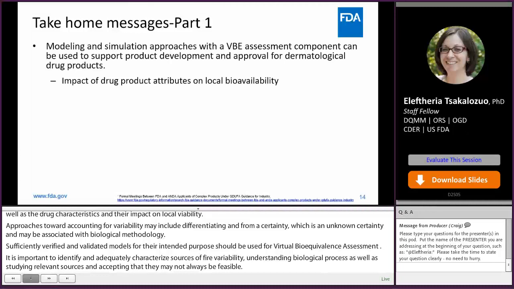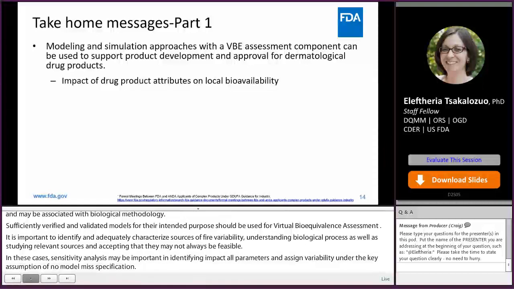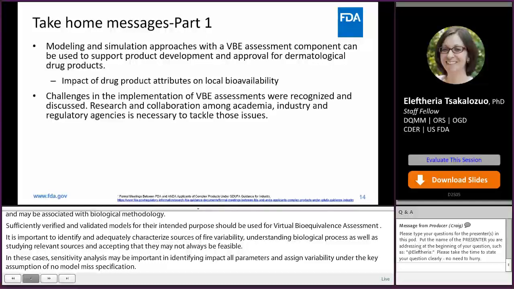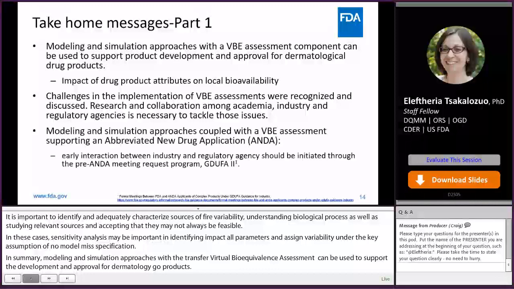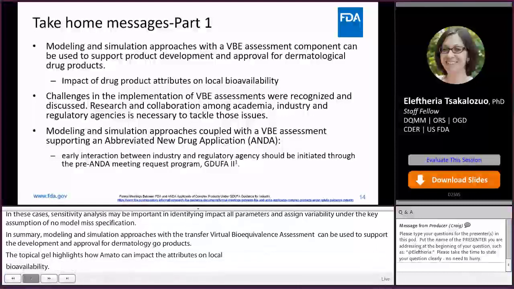In summary, modeling and simulation approaches with a virtual bioequivalence assessment component can be used to support product development and approval for dermatological drug products. The dermal PBPK model, developed for diclofenac topical gel, highlights how a model can predict the impact of drug product attributes on local bioavailability. Challenges in the implementation of virtual bioequivalence assessments were recognized and discussed here. Research and collaboration among academia, industry, and regulatory agencies is necessary to tackle those issues. Modeling and simulation approaches coupled with a virtual bioequivalence assessment can be used to support an ANDA.